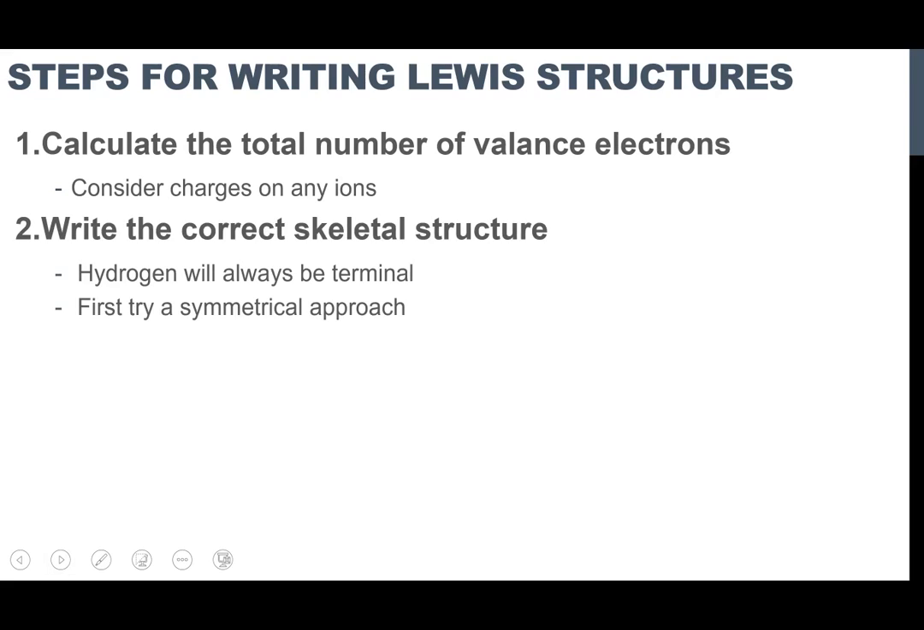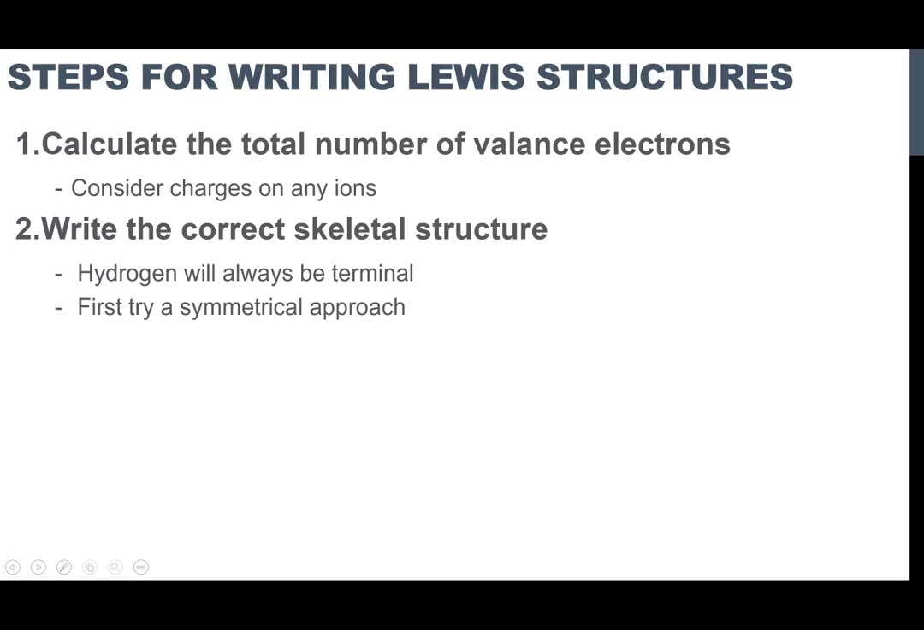All right, so step 2 is draw the skeletal structure. So here we're again thinking symmetrical. So try a symmetrical approach first. So if there's 2 hydrogens, 1 oxygen, probably the 2 hydrogens are going to be around the oxygen. And then hydrogen will always be terminal.